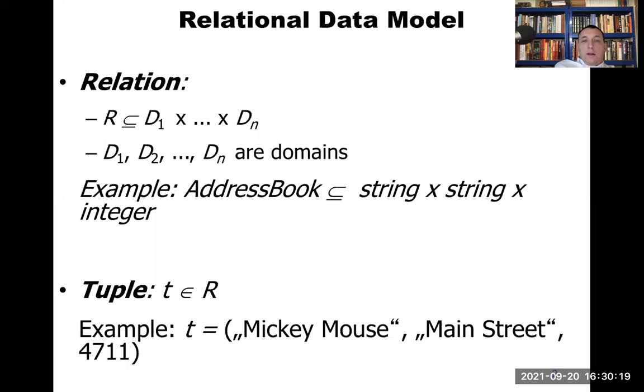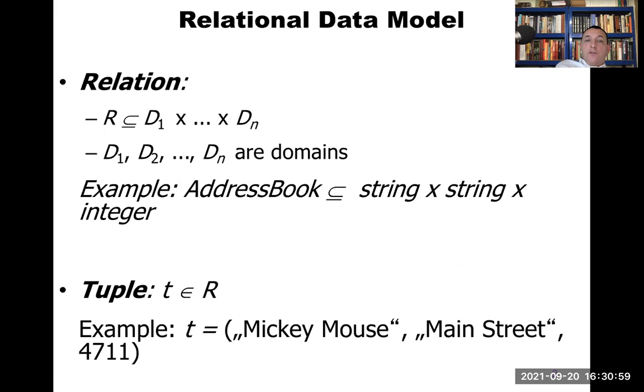So let's say address book is a name, then address, and address consists of, let's say, street address and apartment or something. So tuple down there, tuple of Mickey Mouse, Main Street, and a number of apartment. And speaking about domains in relation, we have strings, one string, another string, and third component is integer.